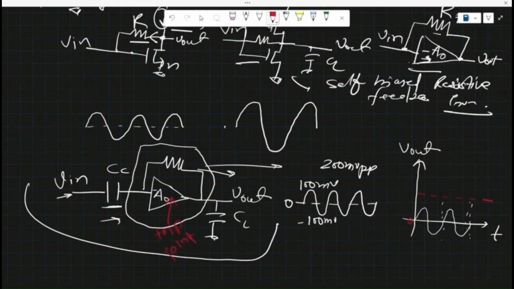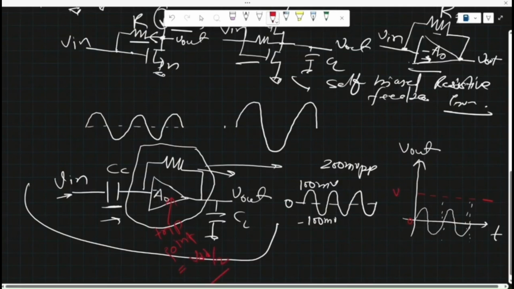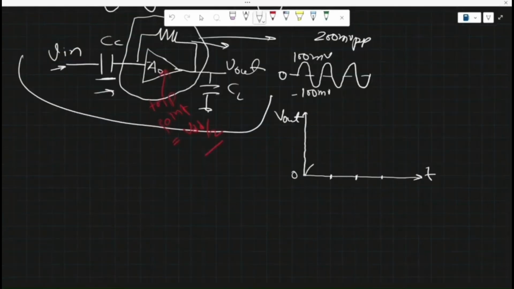Which is almost equal to VDD by 2, close to VDD by 2, let's say, right? So this is VDD by 2. So how will my output look? This is my input, plus 100 millivolt to minus 100 millivolt. I'm not going to plot it in a perfectly scaled version. We just want to get the basic understanding of how the amplification, how the output should look.